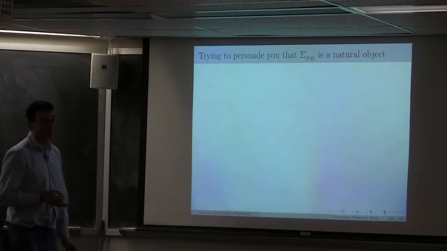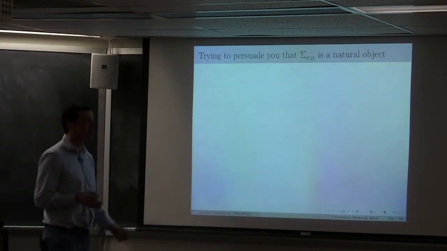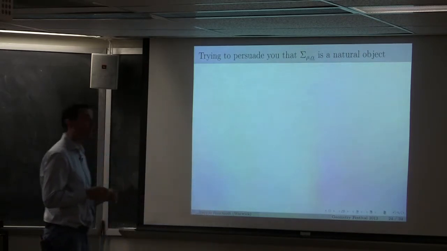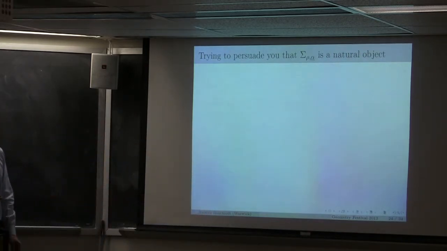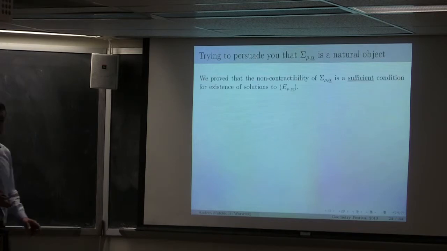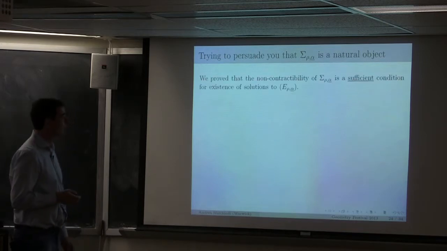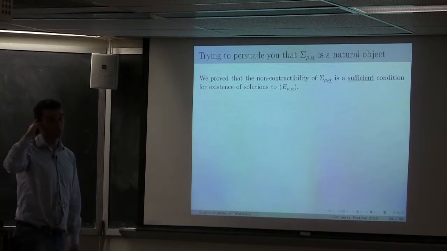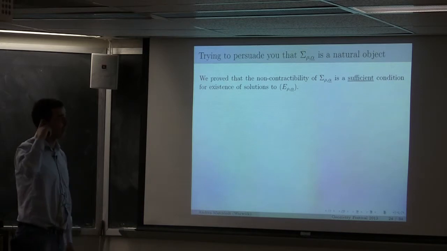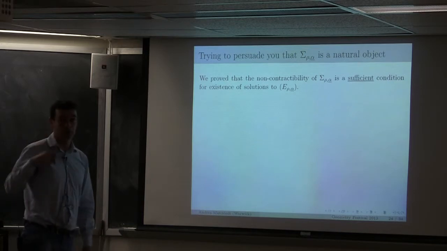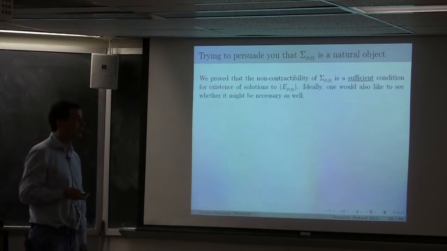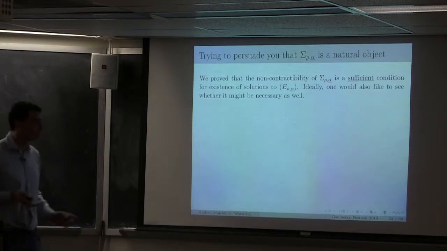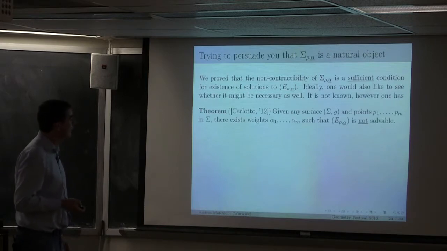So in the rest of the talk, I would like to persuade you that somehow considering this weird object, sigma rho alpha, is actually maybe the right thing to do when studying this problem. And I will give you a couple of reasons. So we showed that the non-contractibility of this set of measures is sufficient to obtain solutions of the equation. And you may wonder whether it might also possibly be necessary, okay? Which is not known.